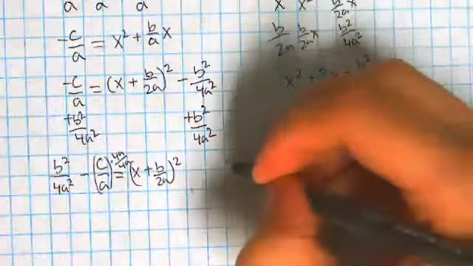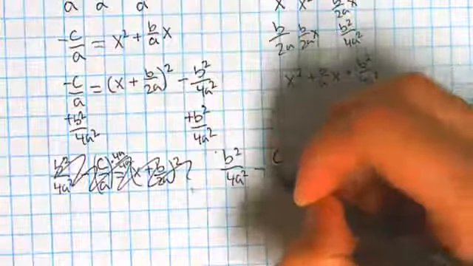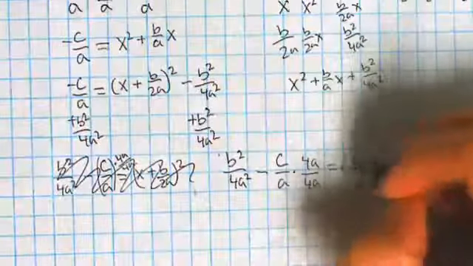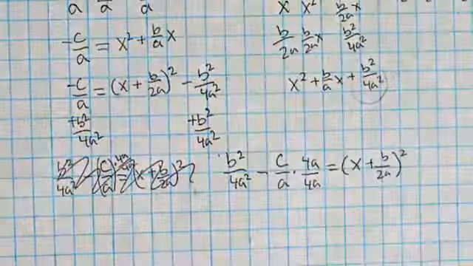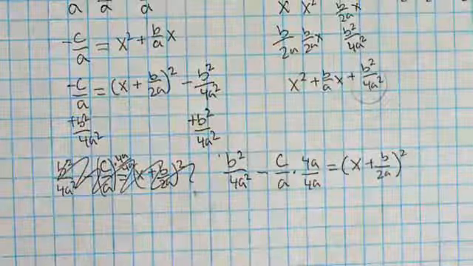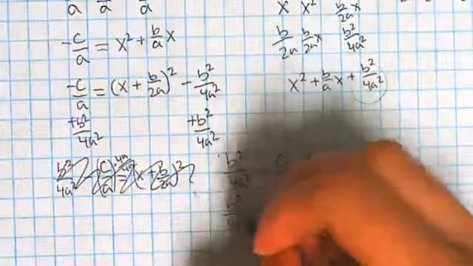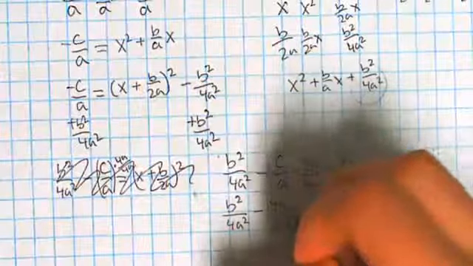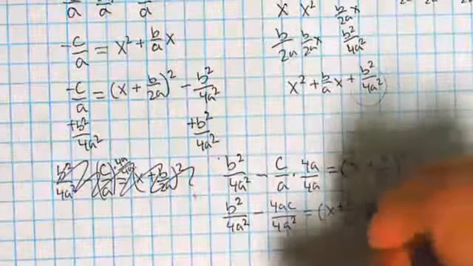In fact, let me make this even more clear by rewriting this step. So we're going to cross it out and rewrite it just so that it's totally obvious what's happening here. So we have c over a, and we're multiplying it by 4a over 4a. 4a over 4a, of course, is 1. And I can multiply anything by 1 without changing my equation. And this will allow us to combine our fractions because now we're going to have b squared over 4a squared minus 4ac over 4a squared is equal to x plus b over 2a squared still.